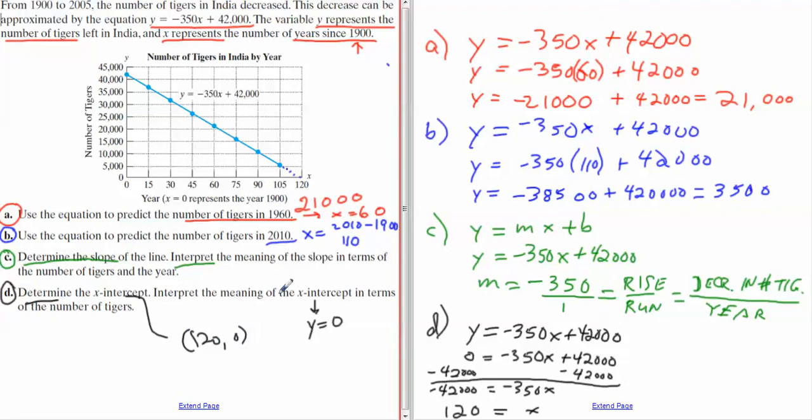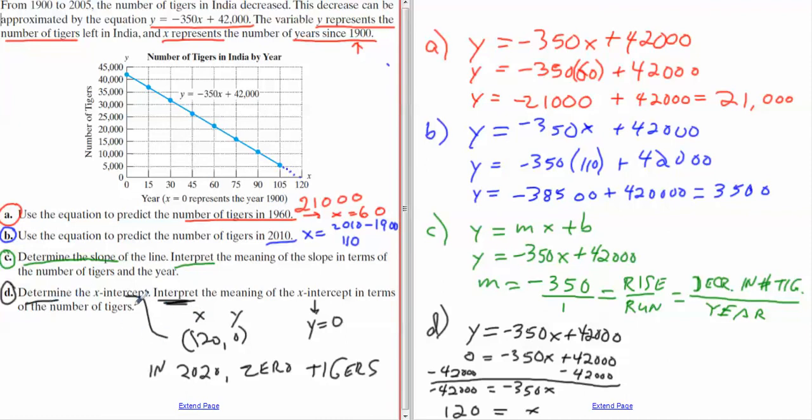And interpret the meaning of that x-intercept in terms of the number of tigers and years. Well, this is an x, this is a y. X is 120 means 120 years after 1900, since x represents the number of years since 1900, so that would be in the year 120 plus 1900, 2020, there will be 0. 0 is y, so what does y mean? Y is the number of tigers in India. There are 0 tigers in India. That's what that means.